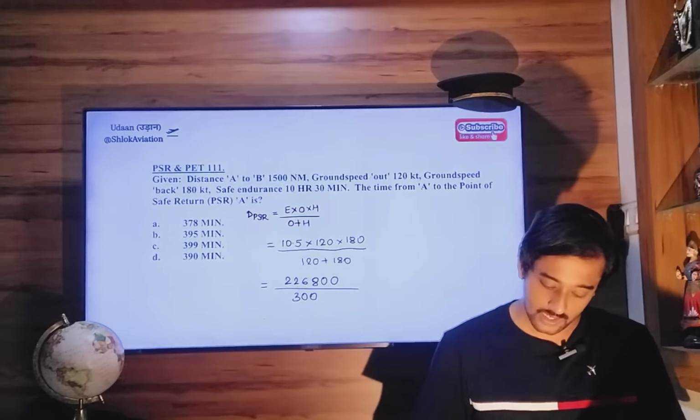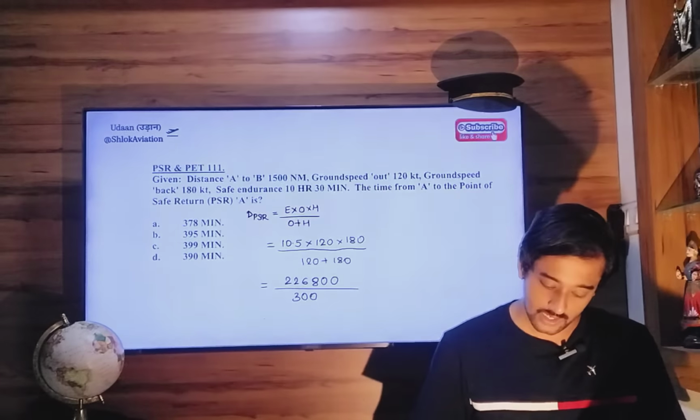TAS is equal to 350 knots. Headwind component is 50 knots headwind. So this is minus 50, this is plus 50. So what will be your ground speed on the outbound leg? Ground speed on the outbound leg will be 300 knots. Ground speed on the homebound leg will be 400 knots. Okay, so headwind on the outbound leg will directly become a tailwind on the inbound leg or homebound leg.